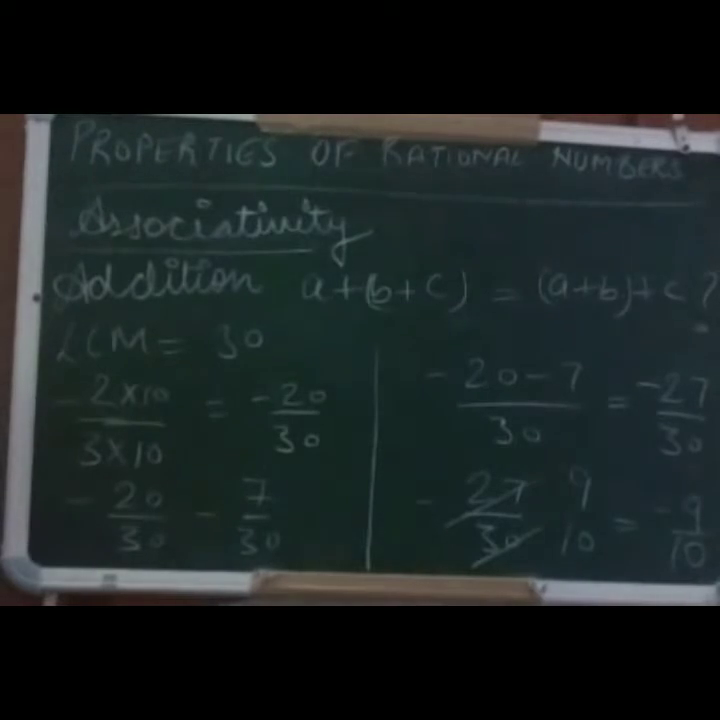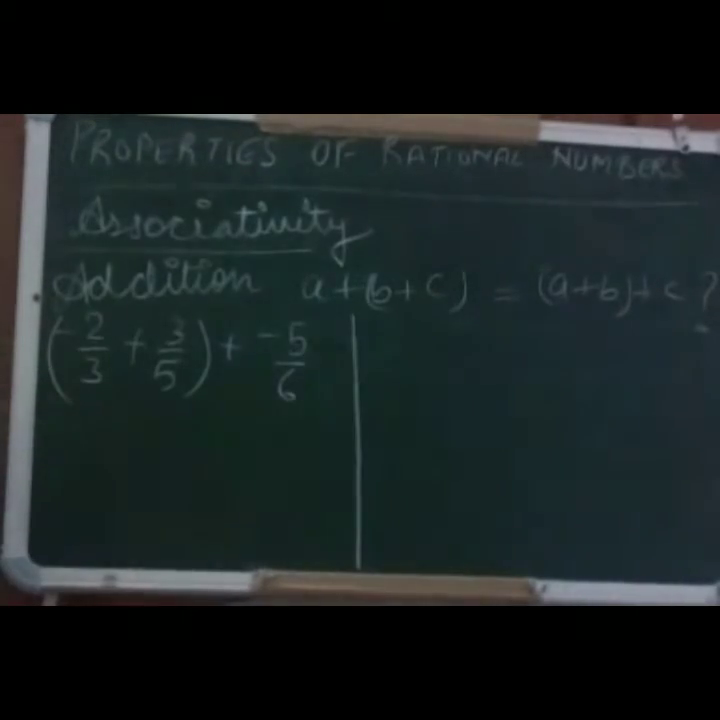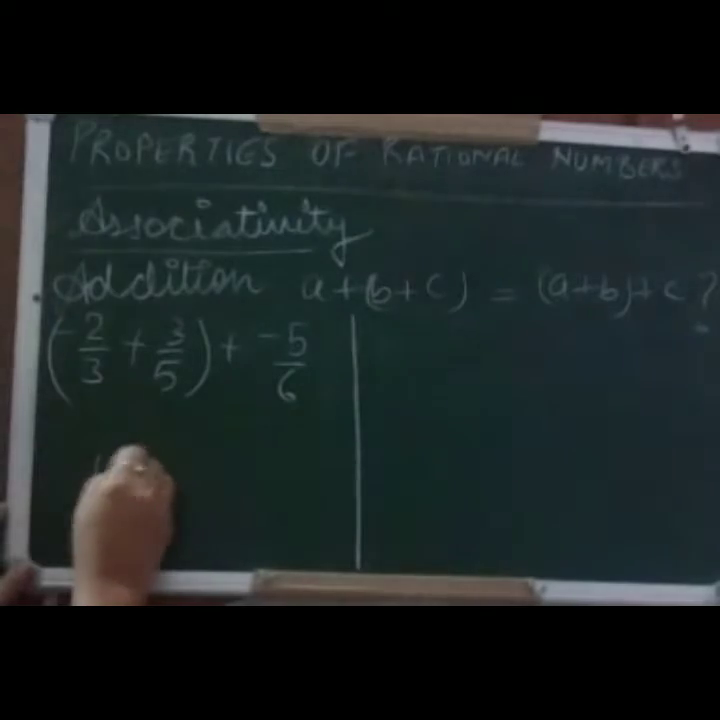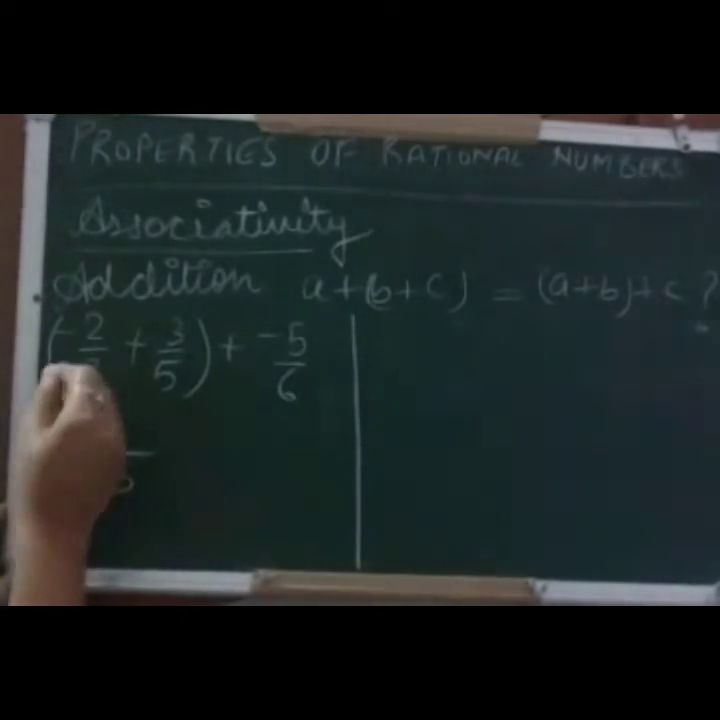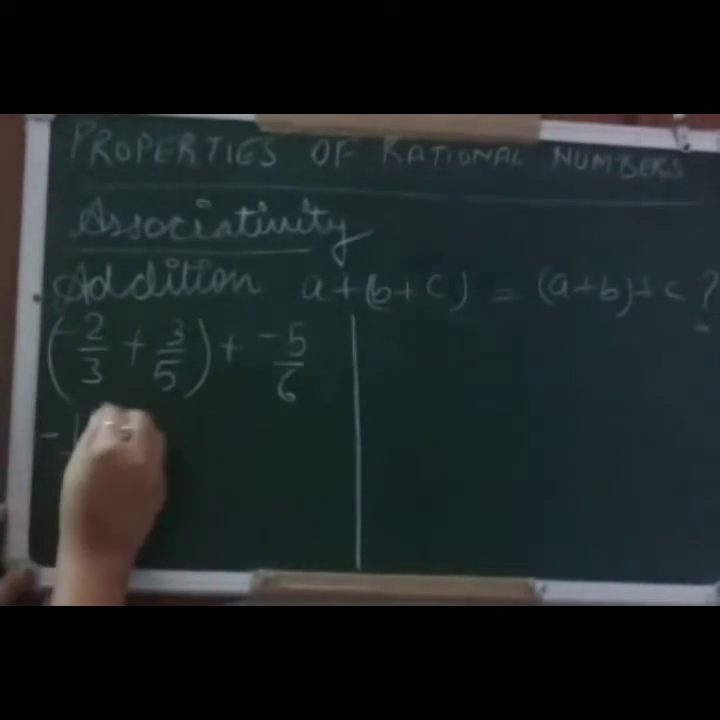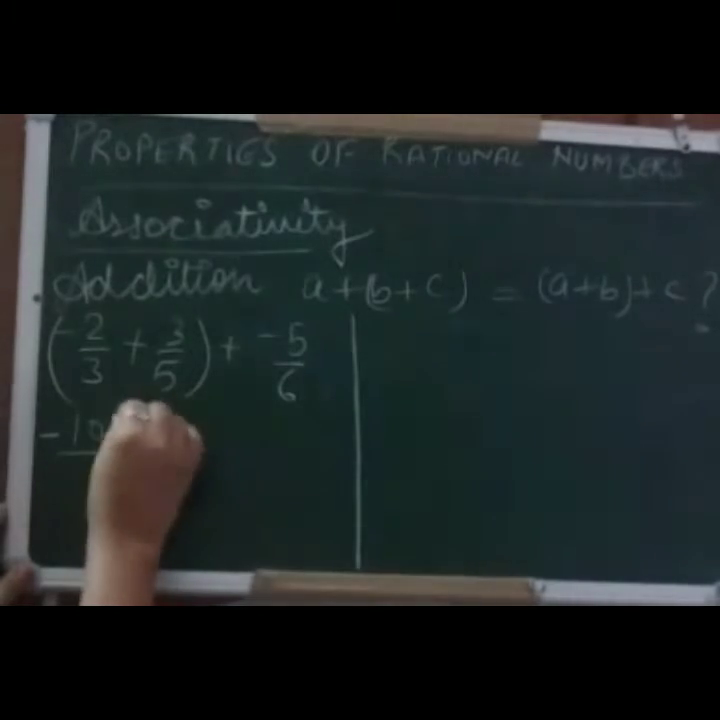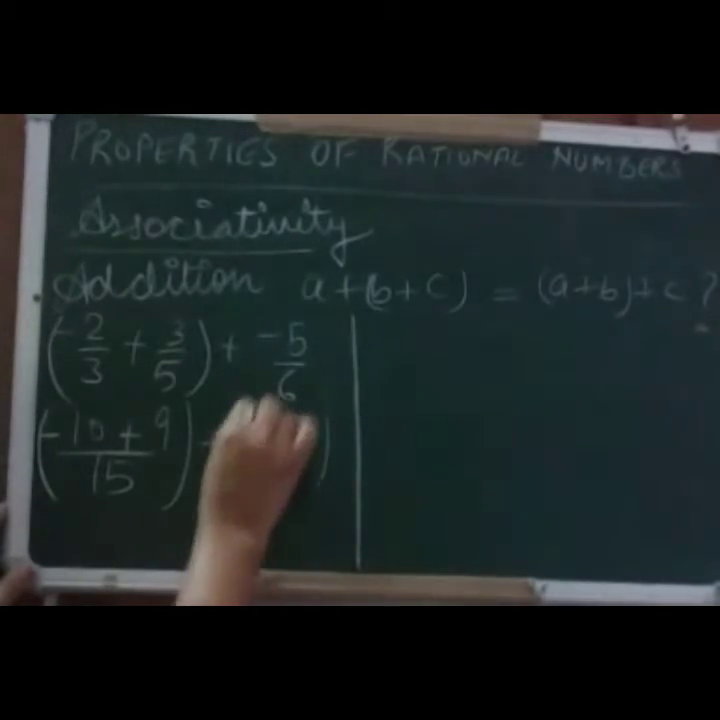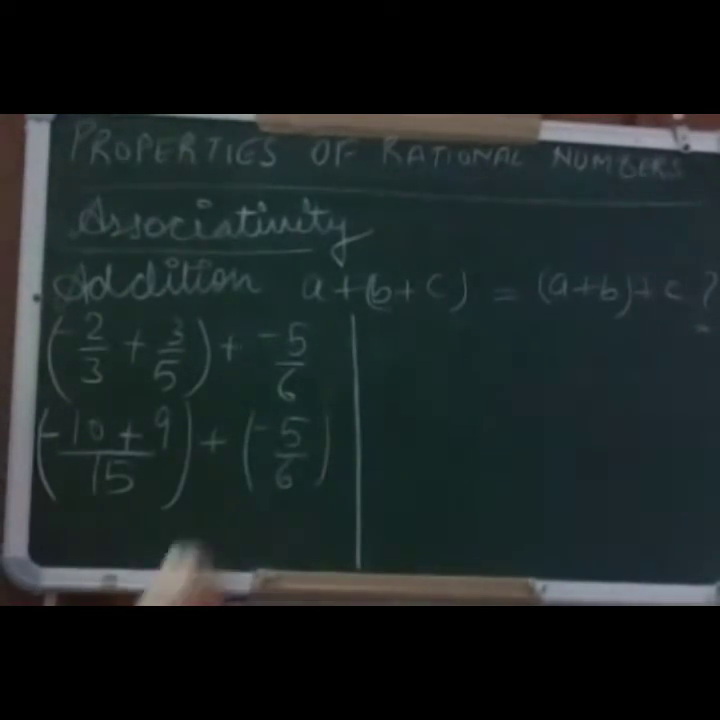Now the same we will do by rearranging them. Now see here. First we will do this one. 3 5s are 15, here the LCM will be 15. It becomes 10 and 9, and this one will remain, minus 5 by 6. Got it? So we will keep this in brackets.